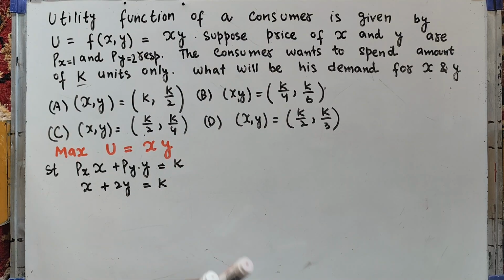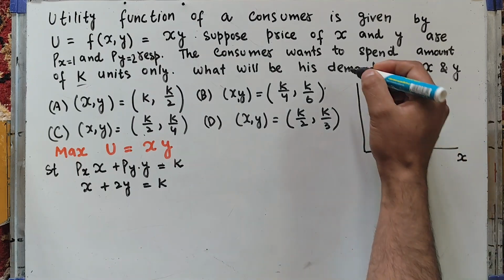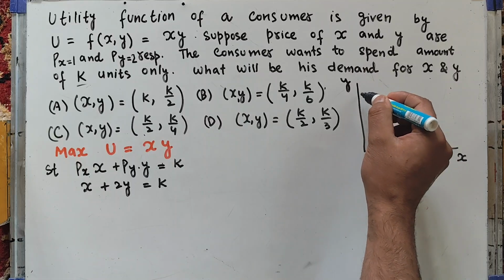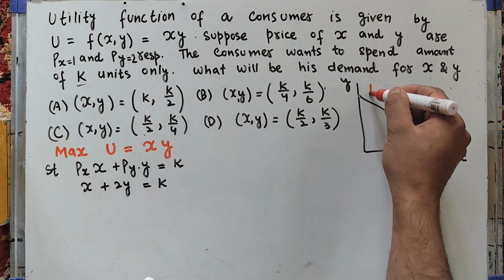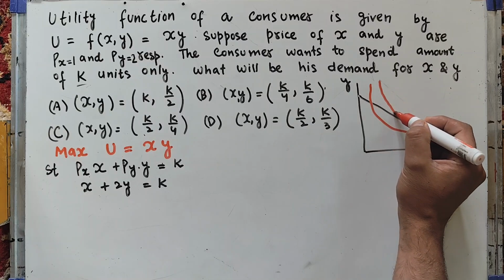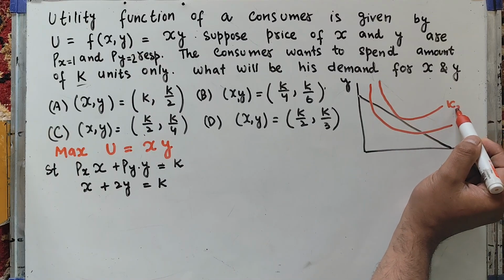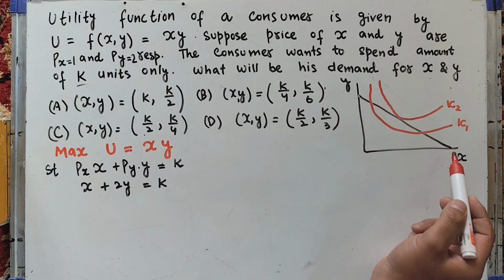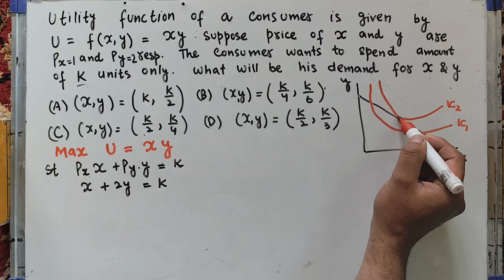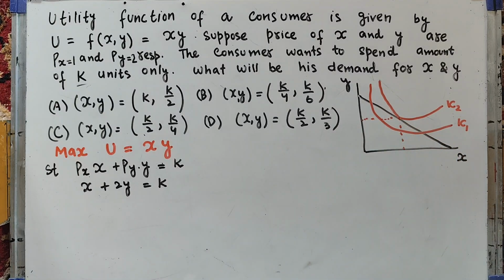Now for utility maximization, if I draw the graph here, we have good x on the horizontal axis and good y on the vertical axis with the given budget line. The consumer wants to get the highest satisfaction. The highest satisfaction will be at a point where the budget line and indifference curve are tangent to each other. So where IC2 is tangent to the budget line gives us the optimal consumption of good x and y. That is the demand for good x and y here.